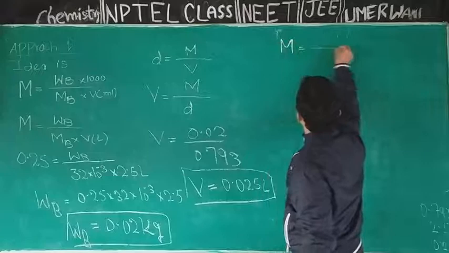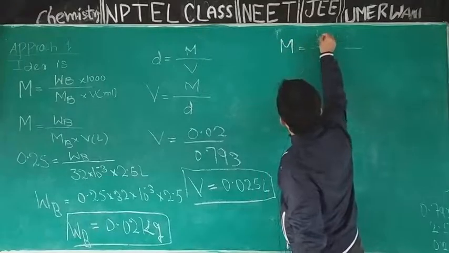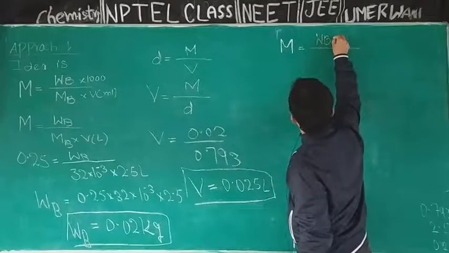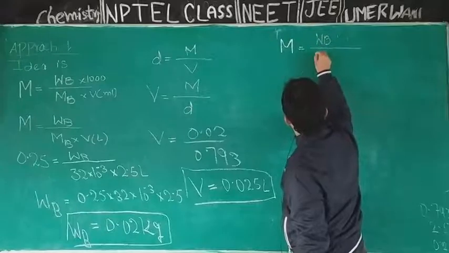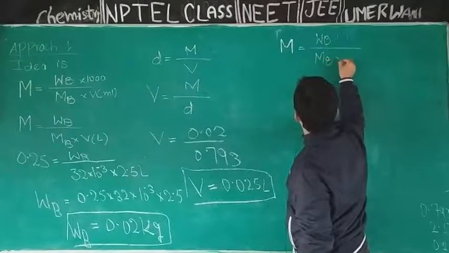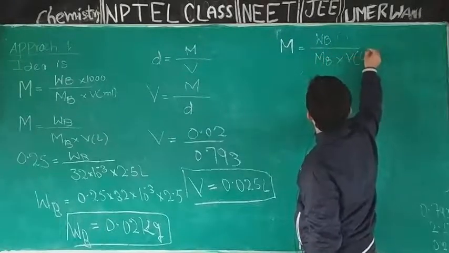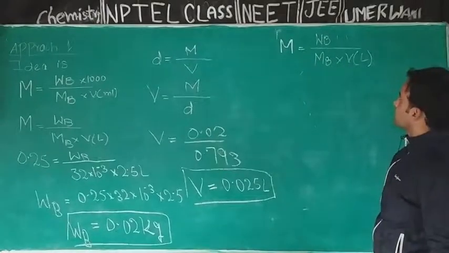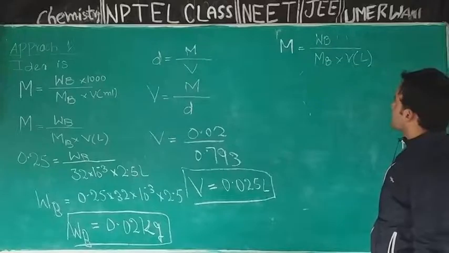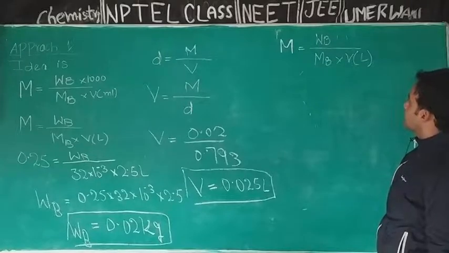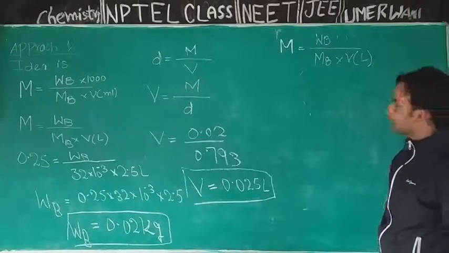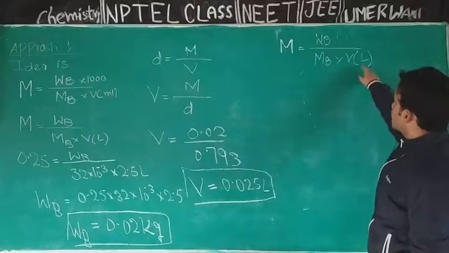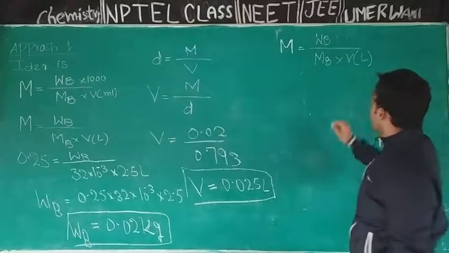Molarity of methanol will be equal to WB divided by MB multiplied by volume in liters. This is the equation relating molarity of solution with dissolved mass of its solute and molar mass of solute and volume of solution in liters. Since volume is in liters, no need to multiply here by 1000.